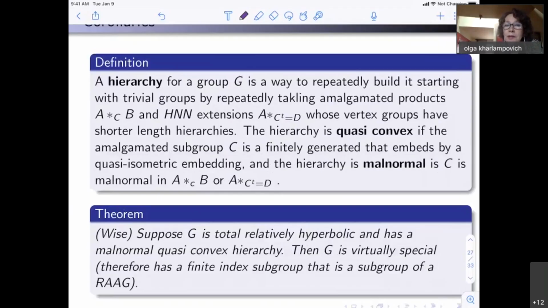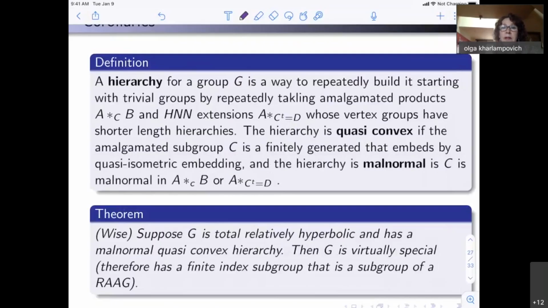So the Wise theorem says that suppose G is a toral relatively hyperbolic group and has a malnormal quasi-convex hierarchy. Then G is virtually special. Therefore, it has a finite index subgroup that is a subgroup of a right-angled Artin group. And that's exactly true for finitely presented groups acting freely on lambda trees. So they have this hierarchy. This is how they are built.